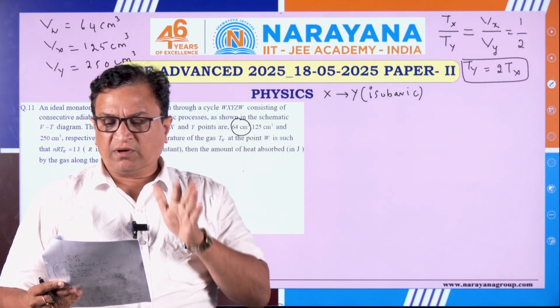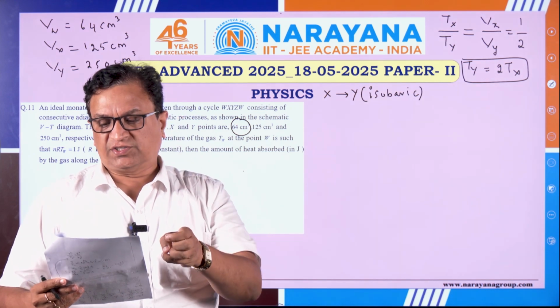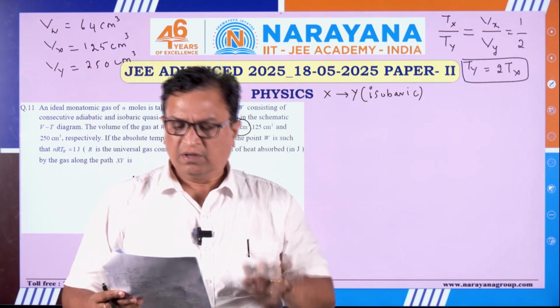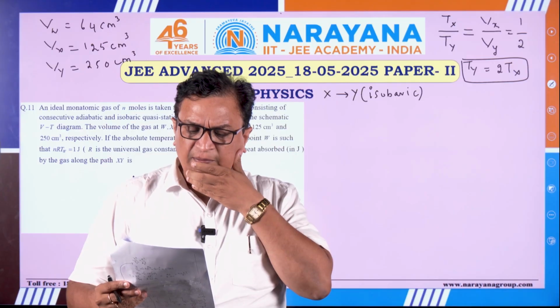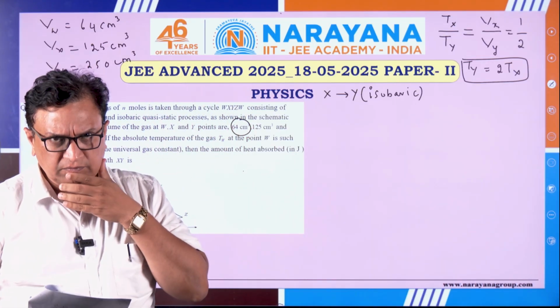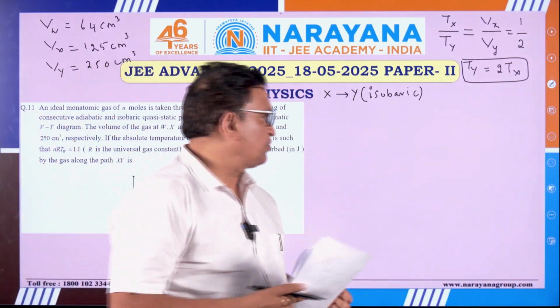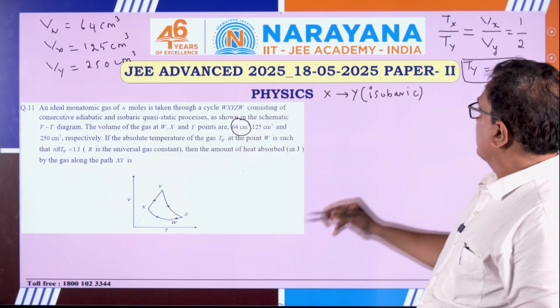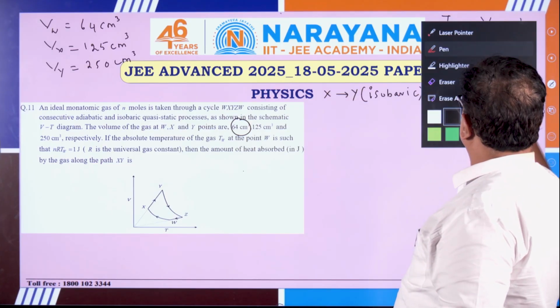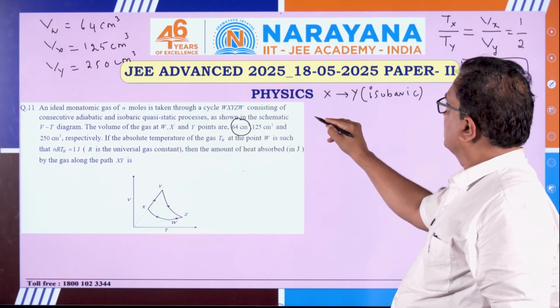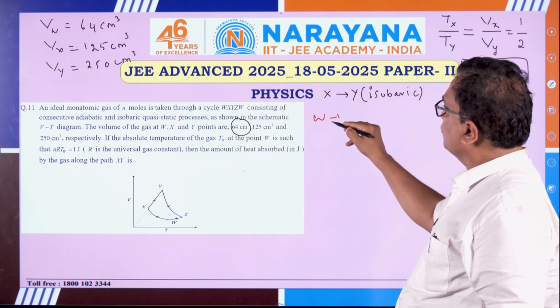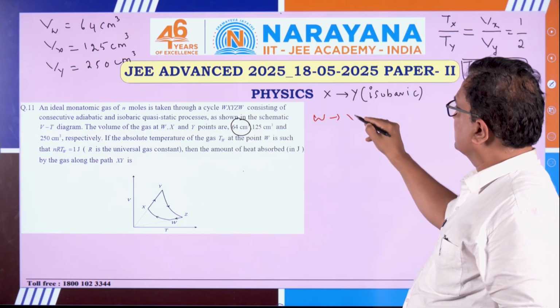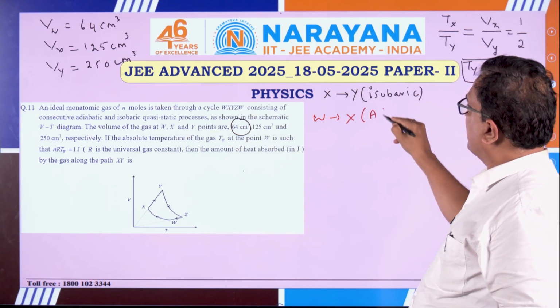What do you want? The amount of heat absorbed in the process. Right. Wait. See, one point is very clear. There is another process also involved here, which is W to X. So clearly, allow me to use a different color. W to X is adiabatic.